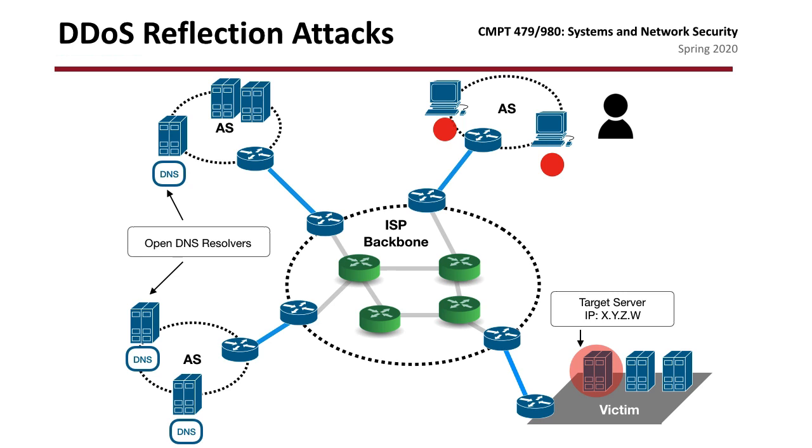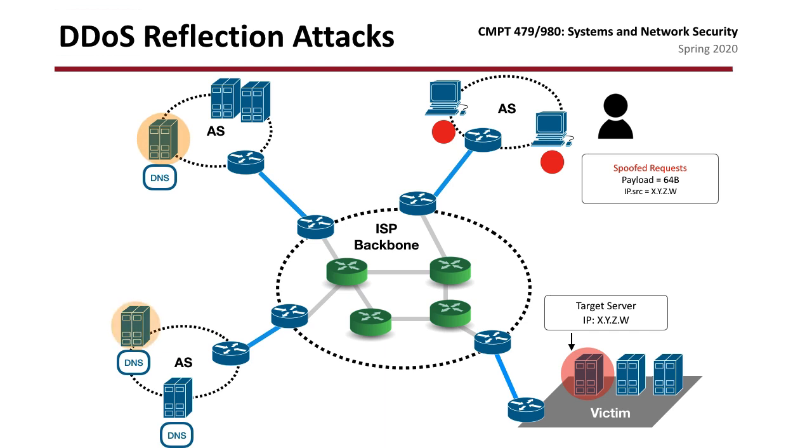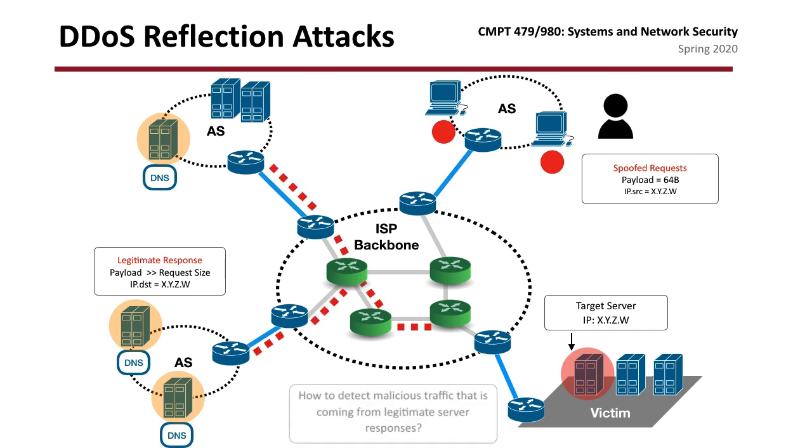Another type of attack is the reflection attack. Here is an example of DNS reflection. Attacker would send multiple spoofed requests with the source IP set to the victim machine IP. And the DNS resolvers will respond to the request with multiple times larger payloads. And the destination of these responses would be the victim machine.